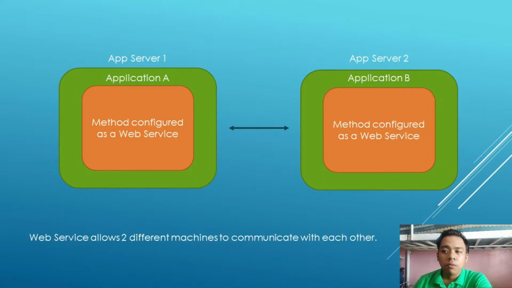Even though app server 1 with application A uses, let's say, Java for its language and application B from app server 2 uses .NET, they can still communicate with each other because of interoperability. Through the use of web services technology, these two app servers can communicate with each other and use the functionality of each other even though they are separate and have different code and languages used to perform their functionalities.